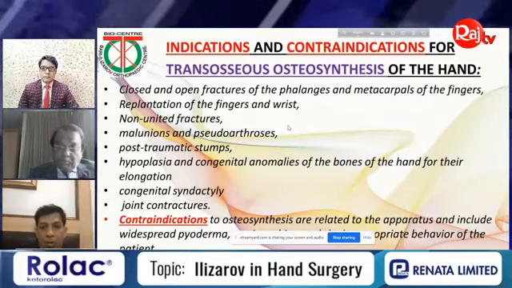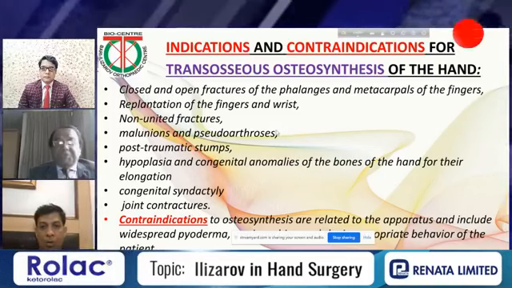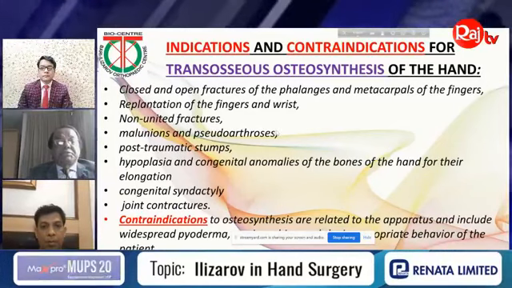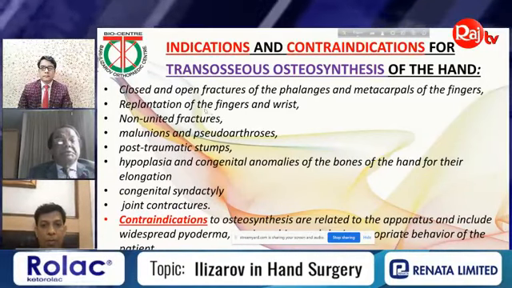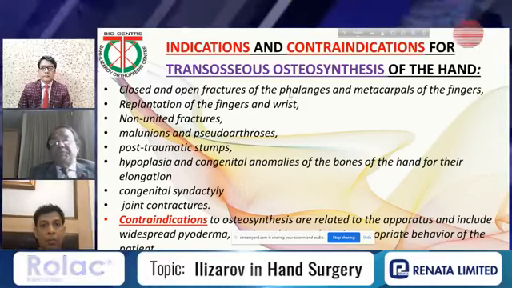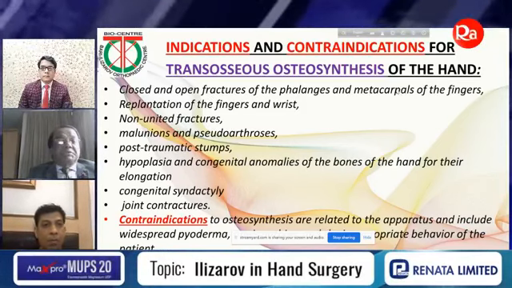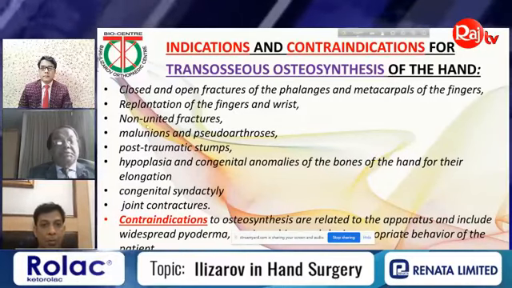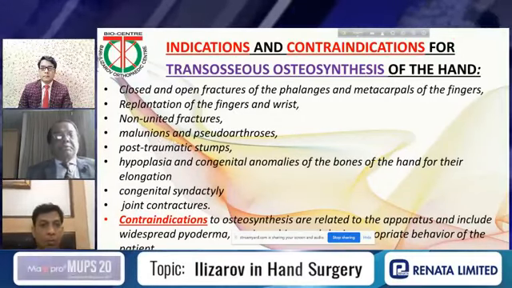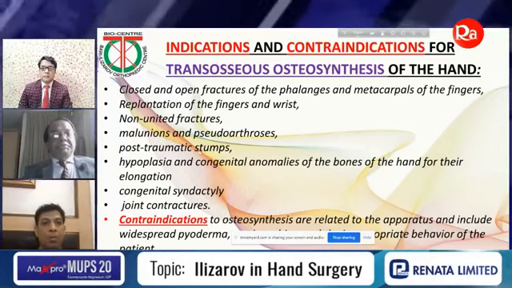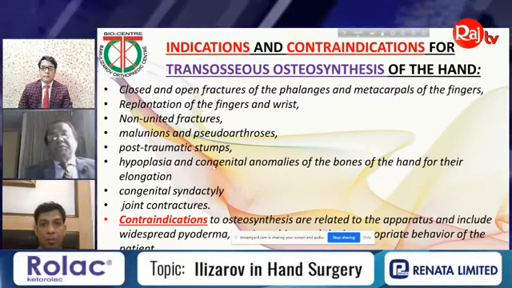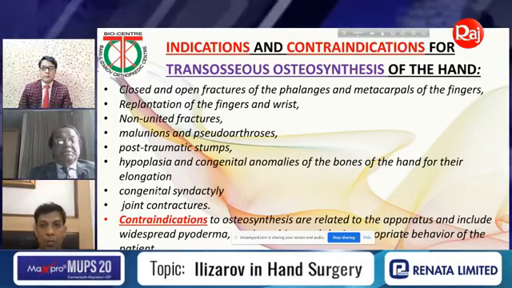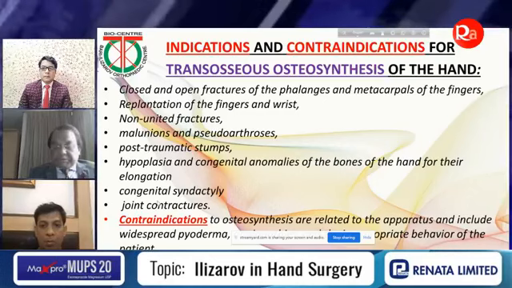Whenever we are talking about hand surgery, we must think about the indications and the contraindications. You can see here the indications: closed and open fractures of the phalanges and metacarpals of the fingers, replantation of the fingers and the wrist, non-united fractures, malunions and pseudarthrosis, post-traumatic stumps, hypoplasia, and congenital anomalies of the bones of the hand for their elongation, congenital syndactyly, and joint contractures.